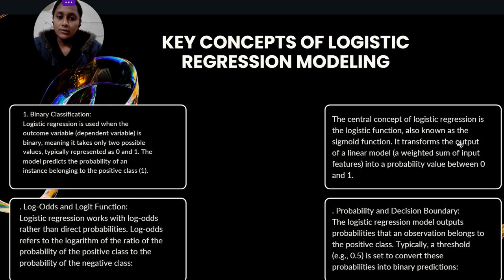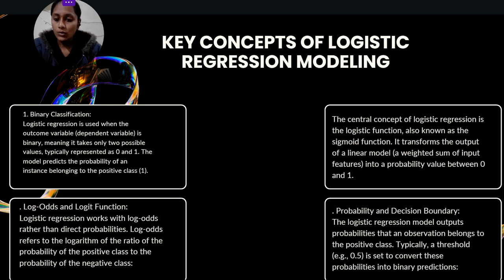Now let's see the key concepts of logistic regression modeling. First is binary classification. Logistic regression is used when the outcome variable is binary, meaning it takes only two possible values, typically represented as 0 and 1. The model predicts the probability of an instance belonging to the positive class 1. Second, a central concept of logistic regression is the logistic function, also known as the sigmoid function. It transforms the output of a linear model into a probability value between 0 and 1.